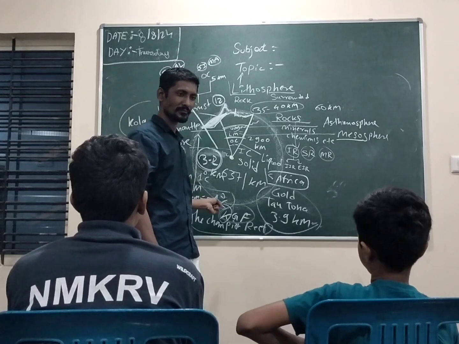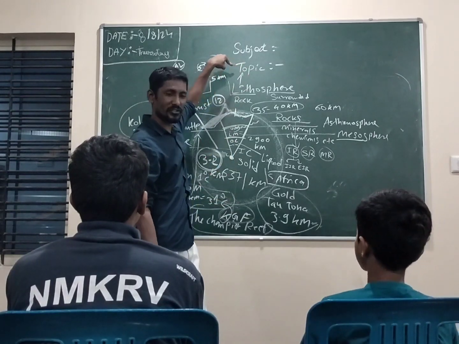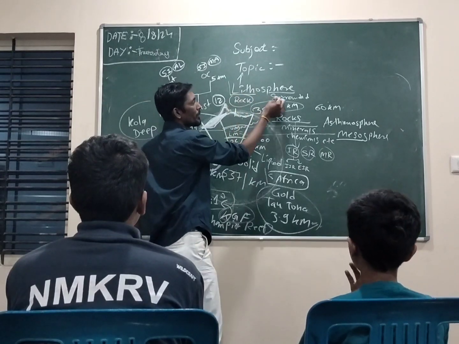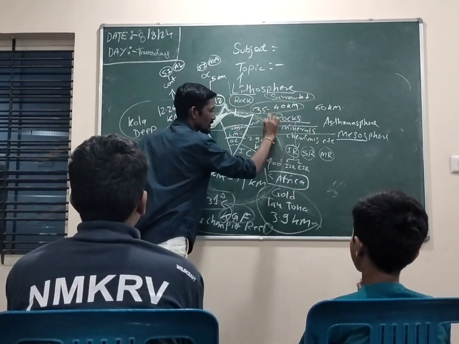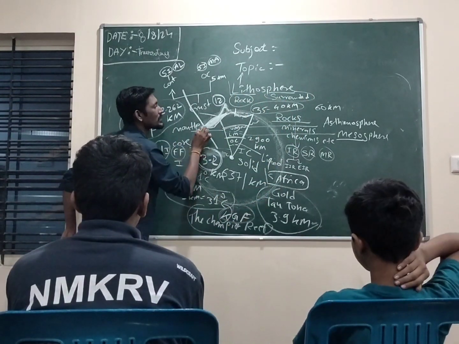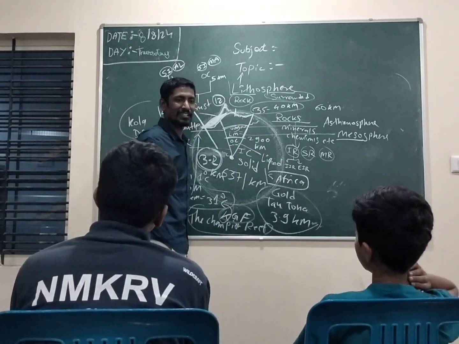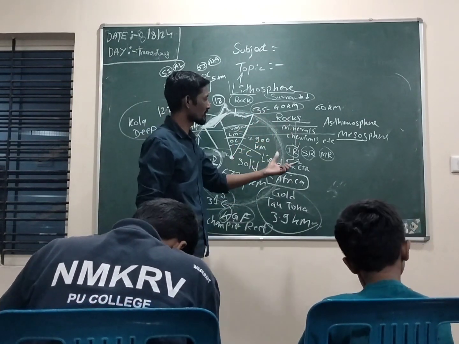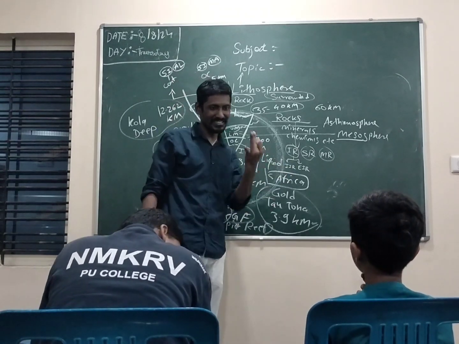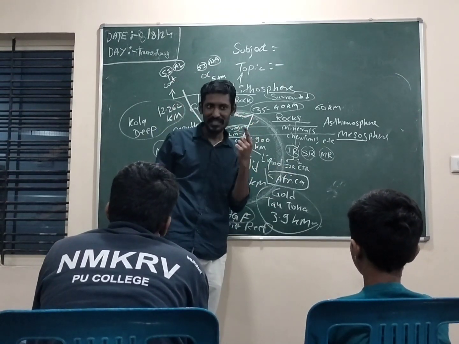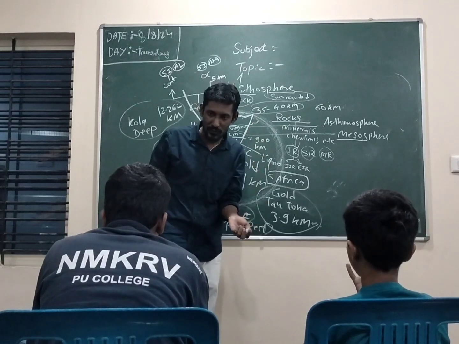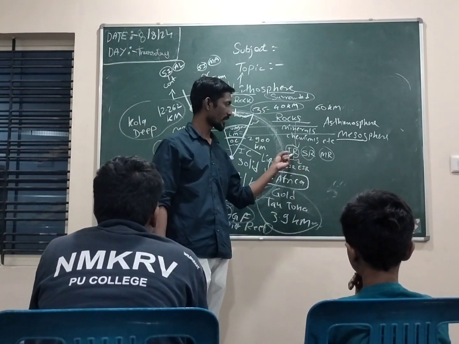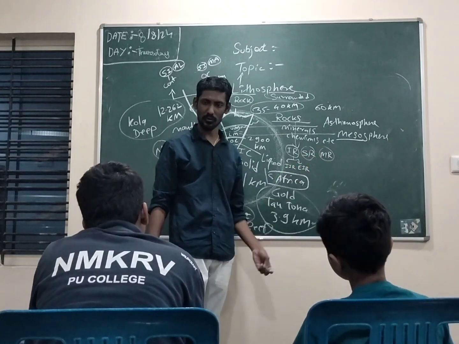Understood this chapter? Yes, sir. This is all about geography. In that we have seen the lithosphere. Litho means rock, surrounded by rock. Our Earth is made up of different types of rocks. How many types of rocks are there? Three types: igneous rocks, sedimentary rocks, and metamorphic rocks. Next chapter we will discuss the different types of rocks.